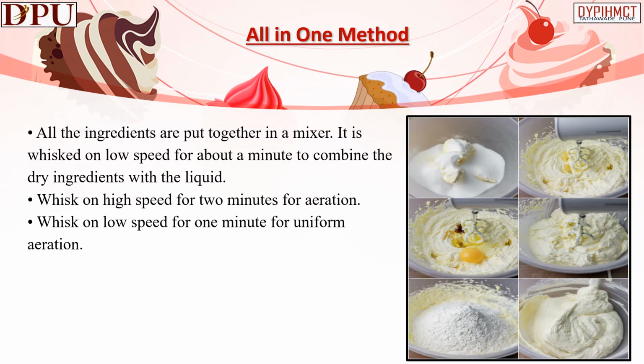Then, it is whisked on low speed for about a minute to combine the dry ingredients with the liquid. Now, whisk on high speed for 2 minutes for aeration. Again whisk on low speed for 1 minute for uniform aeration. Pour in tin and bake.